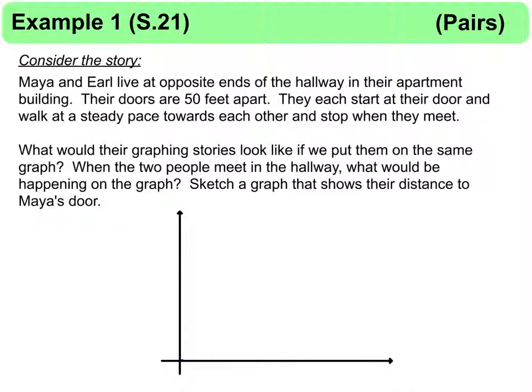What would their graphing stories look like if we put them on the same graph? When the two people meet in the hallway, what would be happening on the graph? And then, sketch a graph that shows their distance to Maya's door. So again, the students start off in pairs, and they're there to think and sketch and come up with ideas as to what they believe is going to happen.